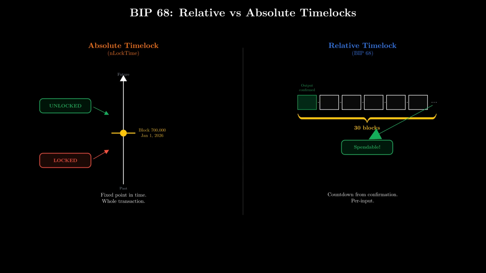Relative time locks are per input. Each input in a transaction can impose its own independent delay. This was activated as a soft fork, a backward-compatible consensus rule change, applying only to transactions with version 2 or higher. BIP 68 packs the relative time lock into the sequence field's 32 bits.